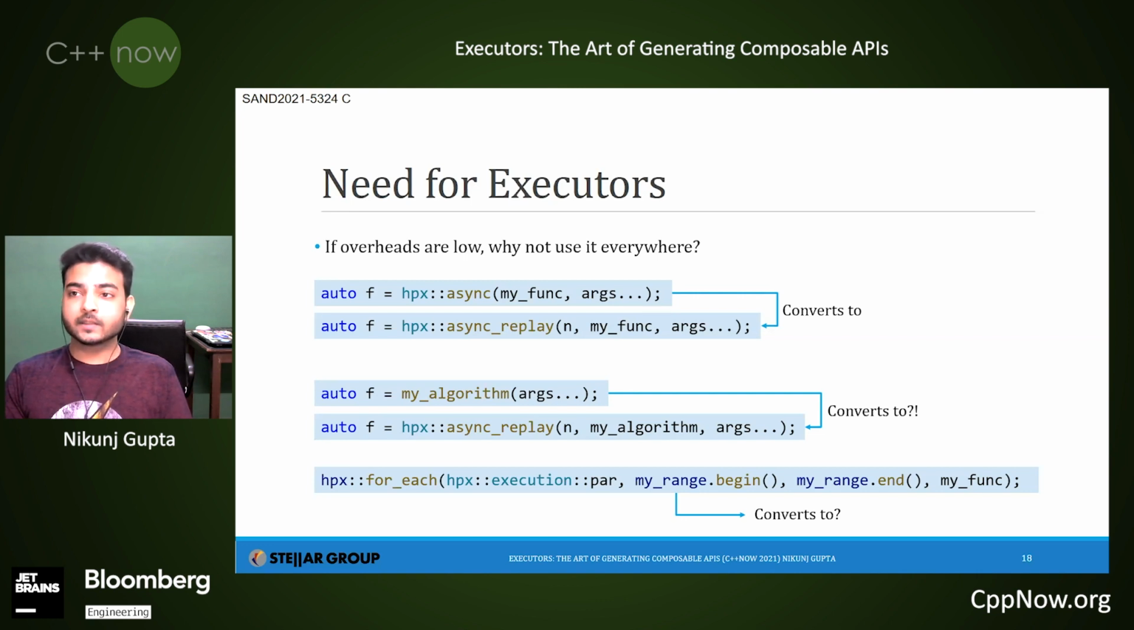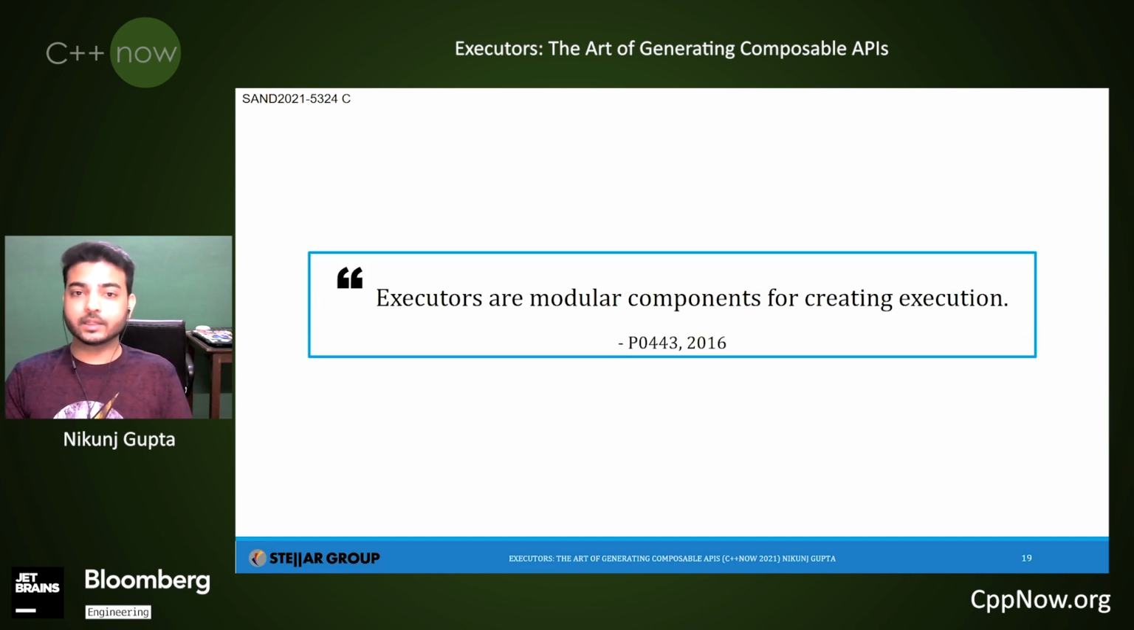And that's where executors come into the picture. Executors are modular components for creating execution. Now, this is a very brief statement and a brief summary of what executors are. Essentially, what an executor does is work on an execution resource, and based on that execution resource, it provides you an abstraction to run a function on that execution resource.